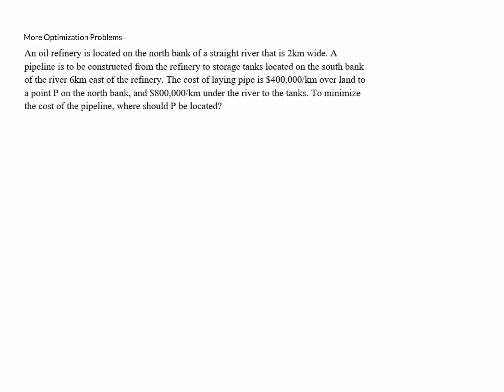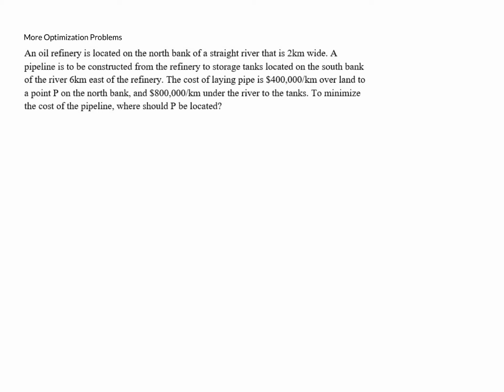An oil refinery is located on the north bank of a straight river that is 2 kilometers wide. A pipeline is to be constructed from the refinery to storage tanks located on the south bank of the river, 6 kilometers east of the refinery. The cost of laying pipe is $400,000 per kilometer over land to a point P on the north bank, and then $800,000 per kilometer under the river to the tanks. To minimize the cost of the pipeline, where should P be located?